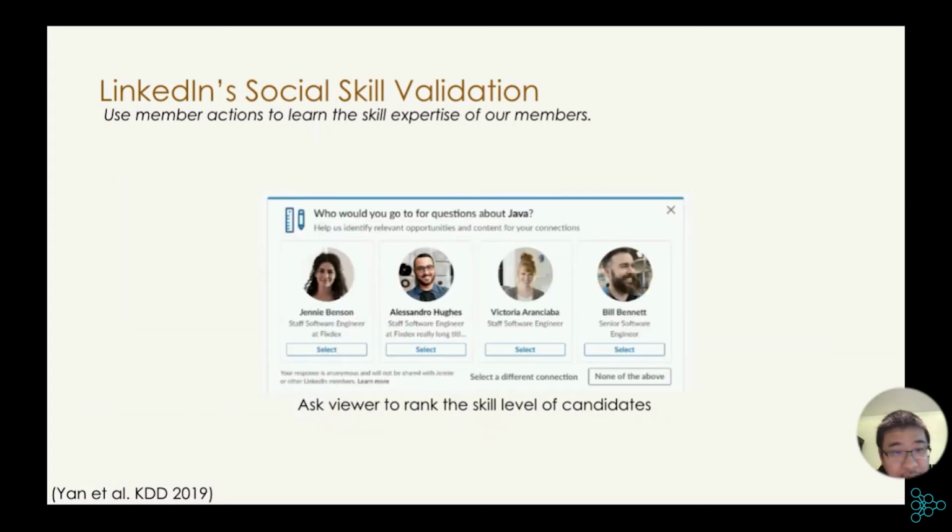The third product is, we ask you, who is the best person for you to ask questions about Java? Who is the person that you would treat as an expert in Java, right? So again, you have to make a selection among these 4 people, not all of them. You have to select only one, right?